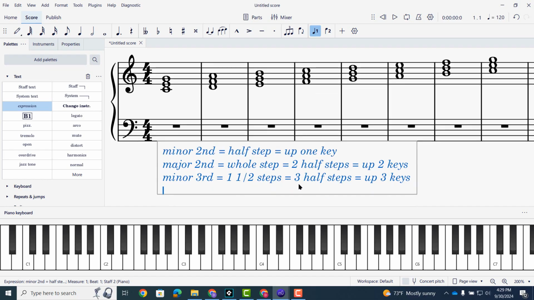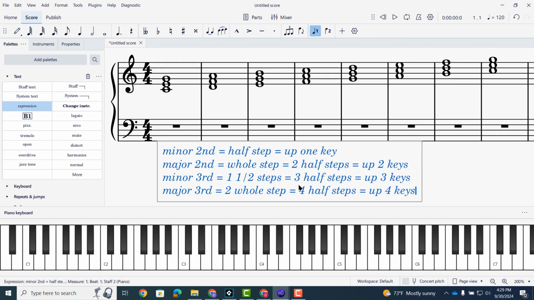Next one we're looking at is a major third, which is equivalent to 2 whole steps, which is the same as 4 half steps. And you go up from where you started 4 keys.